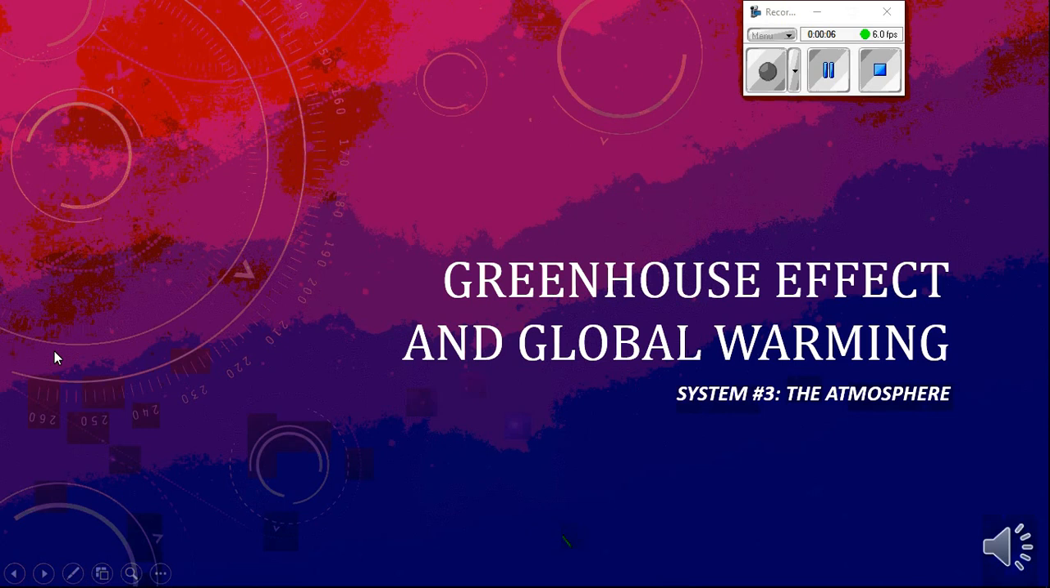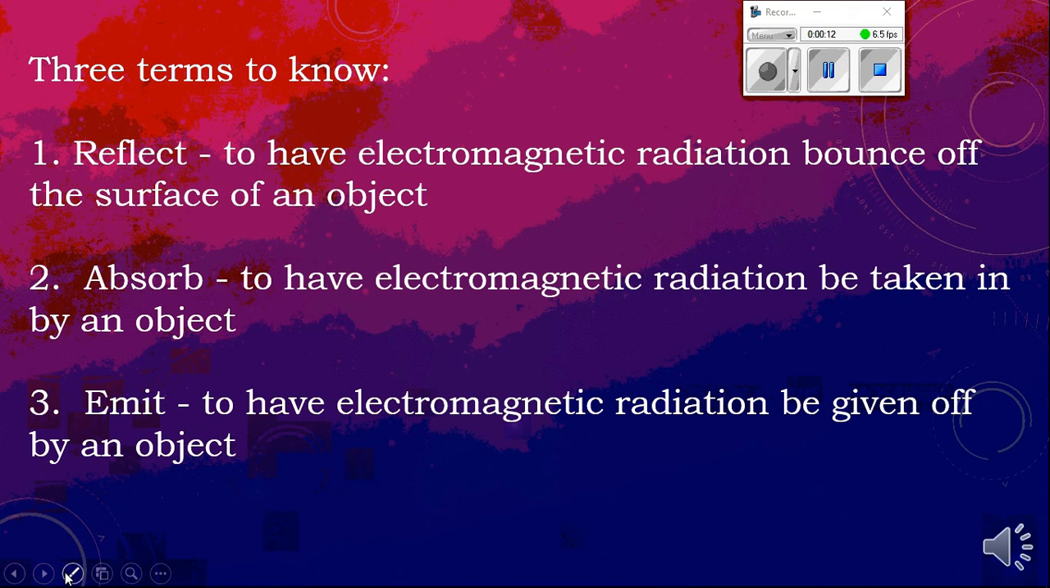Greenhouse effect and global warming, looking specifically at the atmosphere. Three definitions to know. Number 1, reflect. To reflect electromagnetic radiation is to have EMR bounce off the surface of an object. 2, absorb. To absorb electromagnetic radiation is to have an object suck in that EMR.